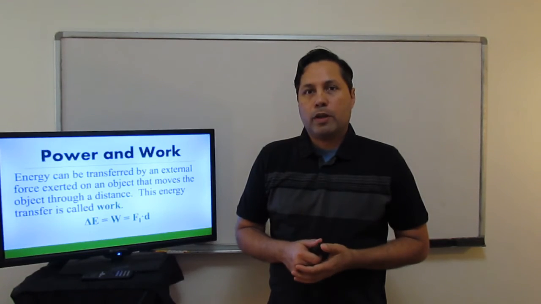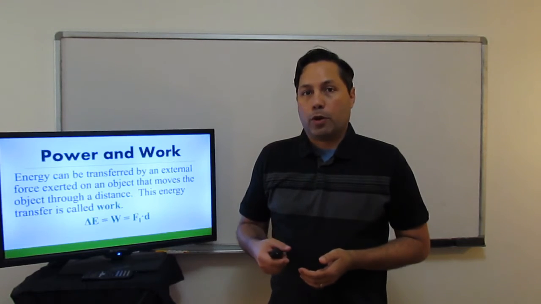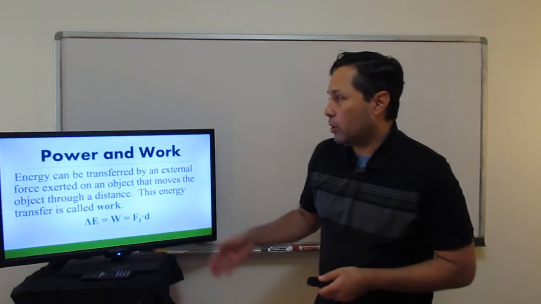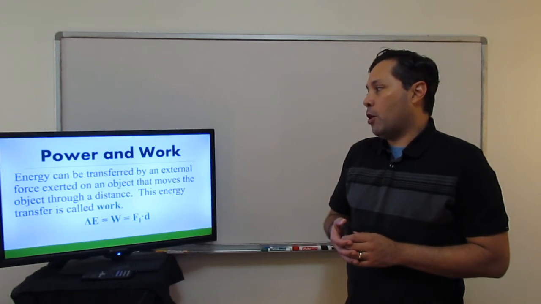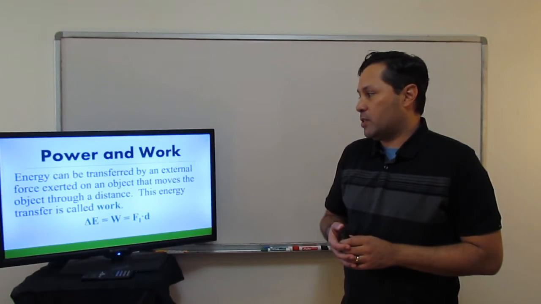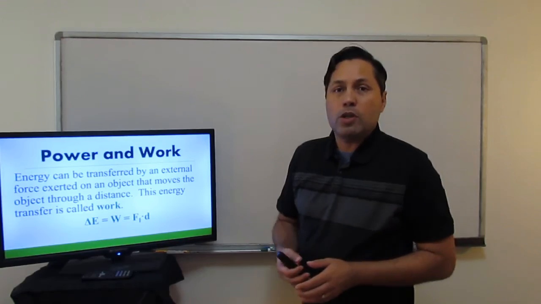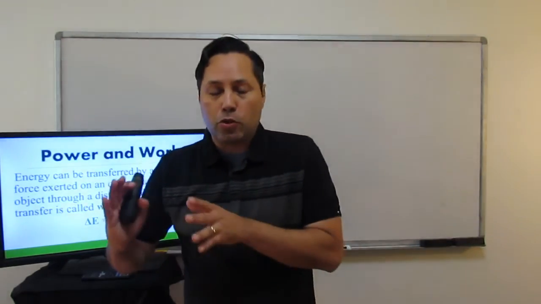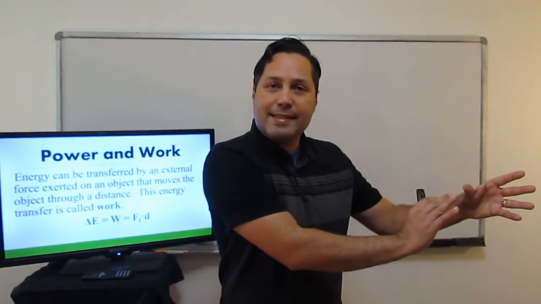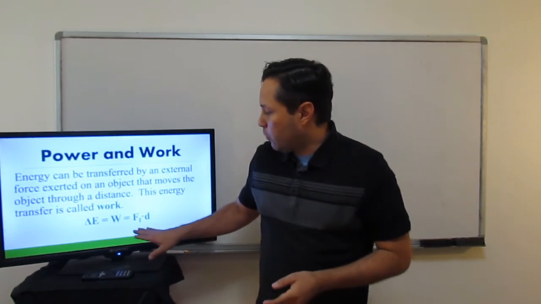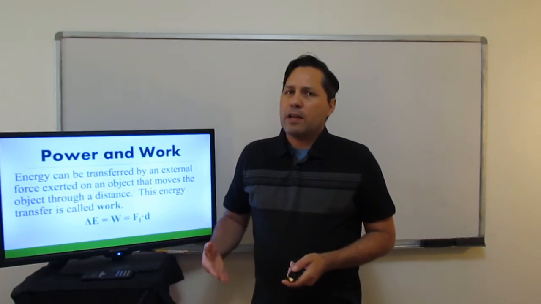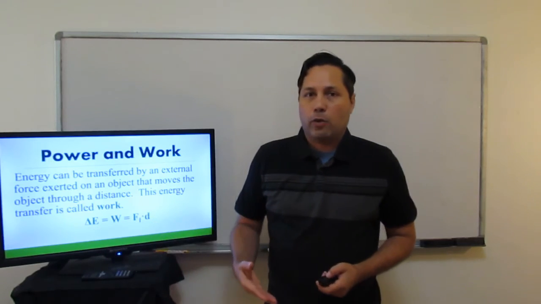The next section we're going to discuss is power and work. Now let's get the definition for work. Energy can be transferred by an external force exerted on an object that moves the object through a distance. This energy transfer is called work. So when you have an object that has mass and you put a force on it and move it through a distance, that is work. You've got to put force over a distance. Here's the formula for it, and that gives us work. That also is the change in mechanical energy.